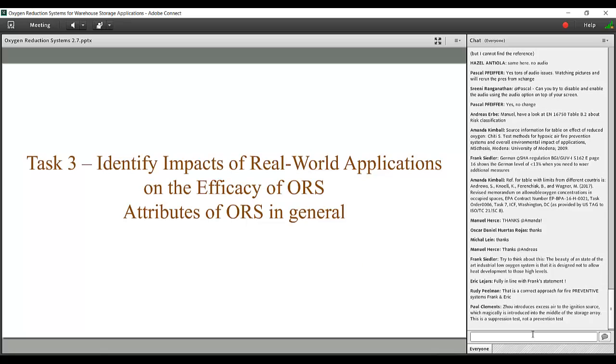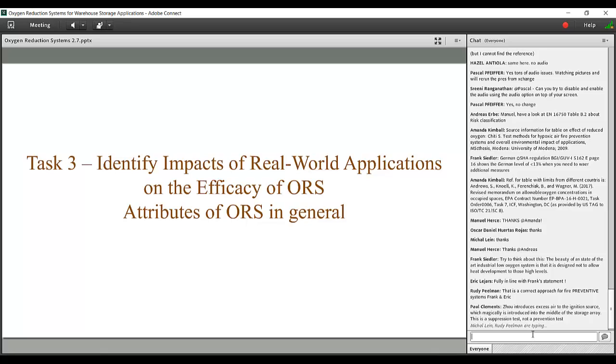So then now we'll go over to task 3, which was to identify impacts on real world application of these systems. And I will give you now the word again to Brian, who will take this task. Thank you, Patrick.